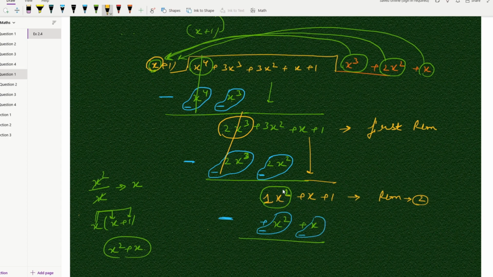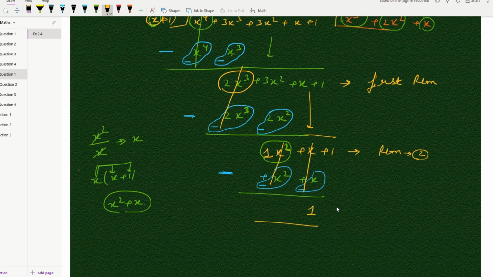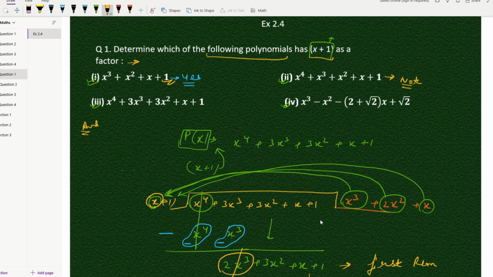Now these terms will be getting cancelled out. This will also get cancelled out. So finally we are left with 1 here. So this is the remainder. So now we can see that the remainder is 1 here. So it is non-zero. So therefore x plus 1 is not a factor of this third polynomial. So it is not. Answer is not.